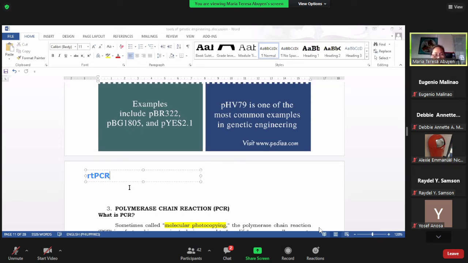To amplify it, to multiply it, the polymerase chain reaction is used. Restriction enzymes are also used, and reverse transcriptase is used. Since the COVID virus again has RNA, to amplify this molecule, it will use the reverse transcriptase.